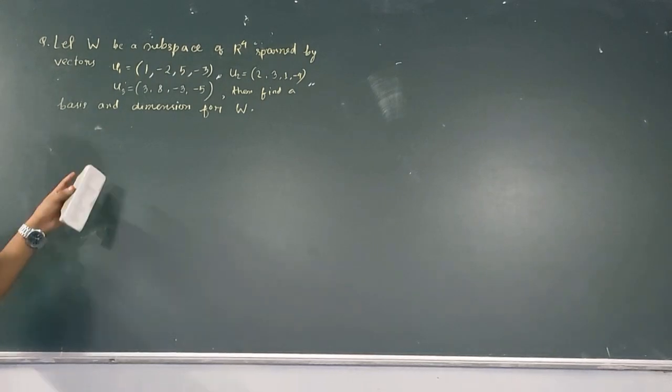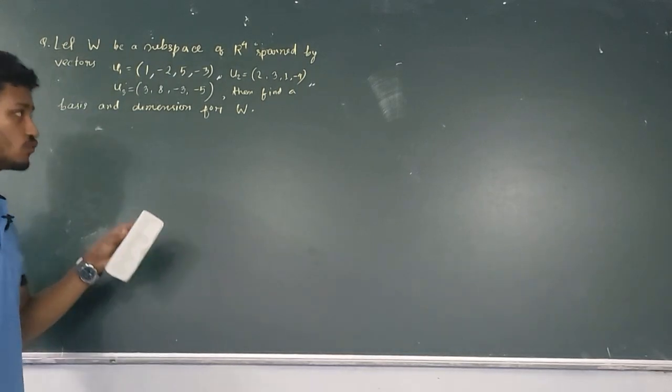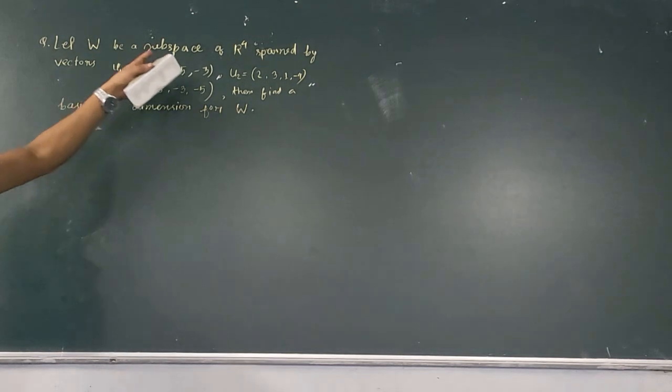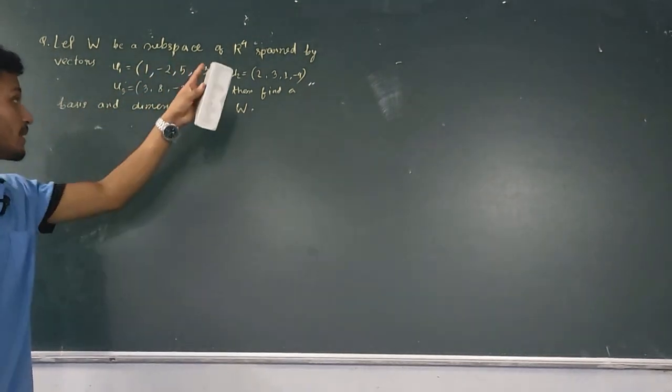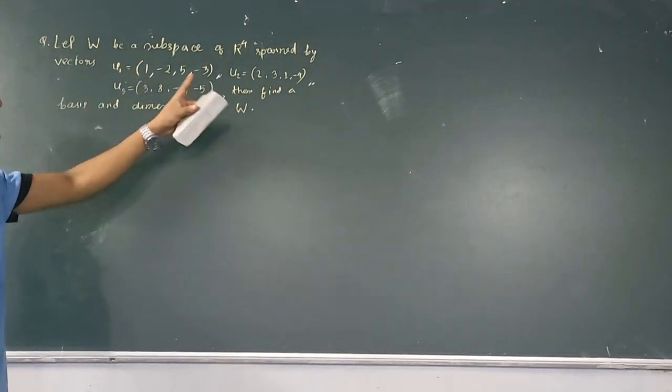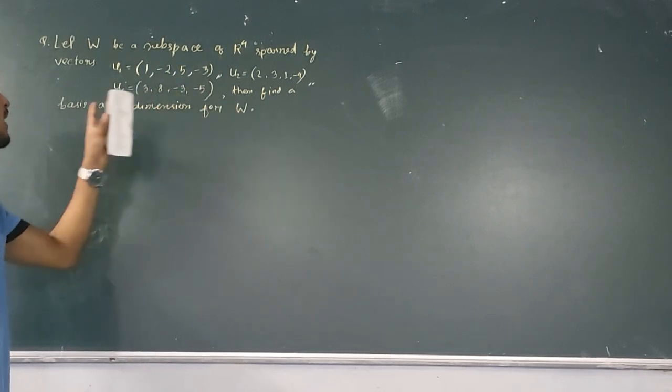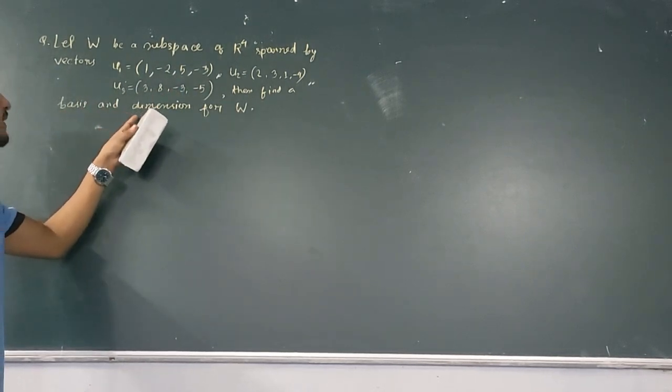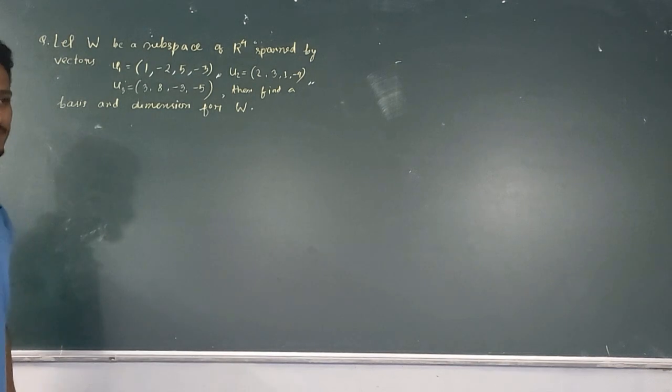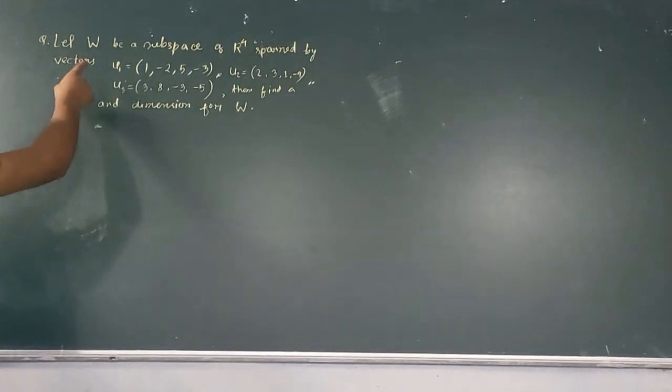Hello, this is a question for linear algebra, and we are given that W is a subspace of R4 spanned by vectors u1, u2, u3. Then find a basis and dimension for W. So we are given, what is W?